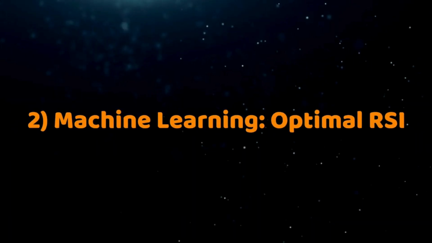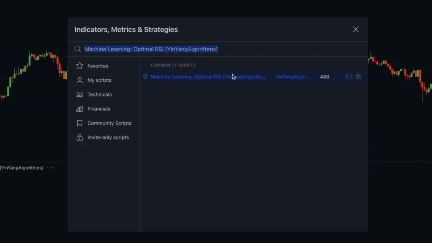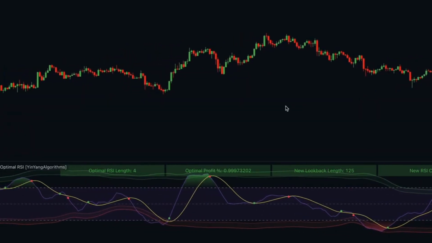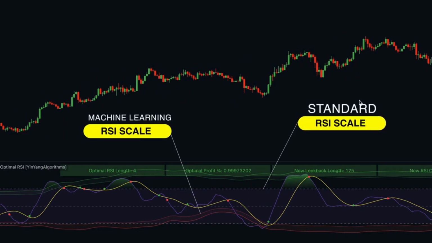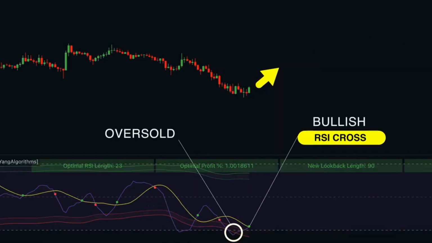Second place, I put an artificial intelligence-based indicator called the Machine Learning Optimal RSI by Yin Yang Algorithms. This artificial intelligence RSI is 10 times more effective than the old version. What this AI indicator does is, it basically rates multiple different lengths of RSI to determine which RSI to RSI MA cross produced the highest profit within the look-back span. This optimal RSI is then passed back and used as input into a machine learning calculation.